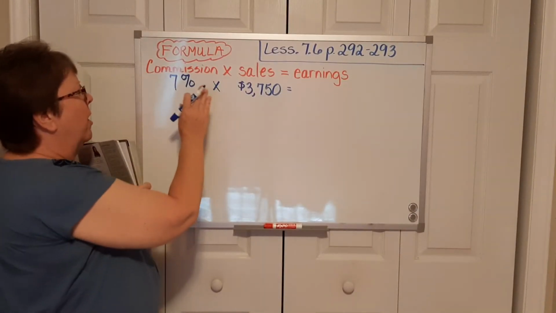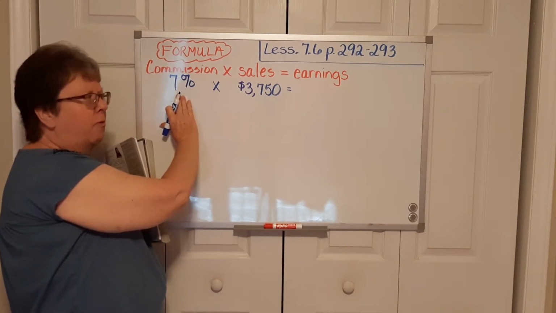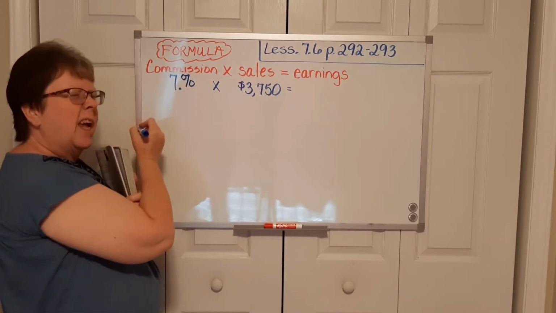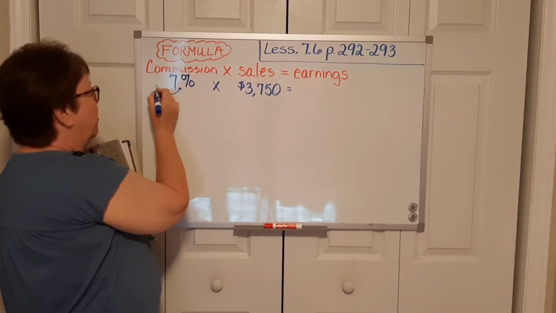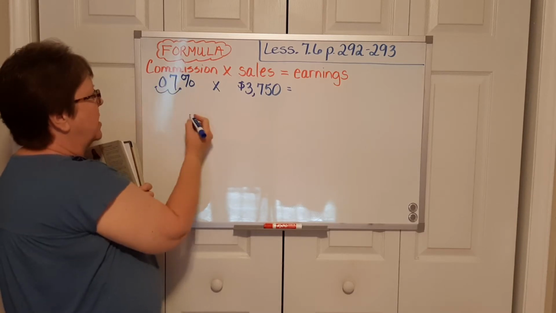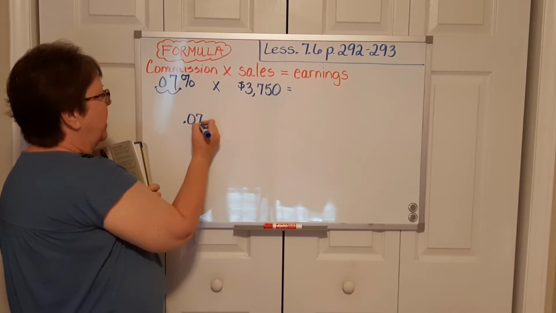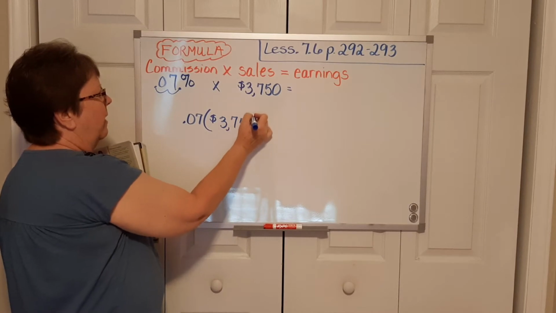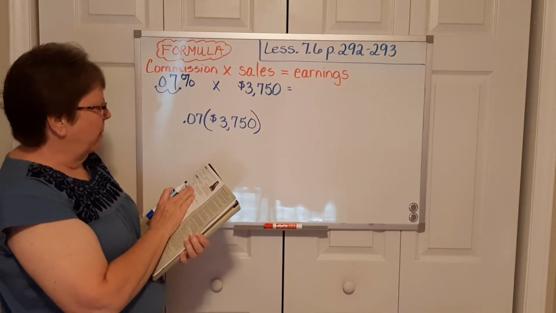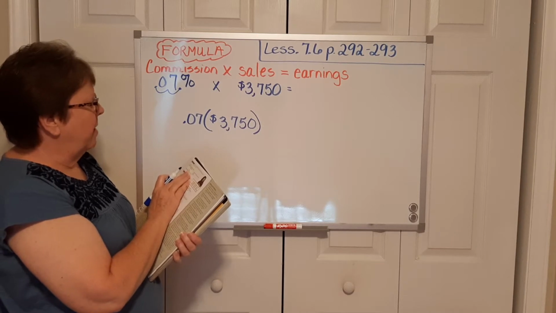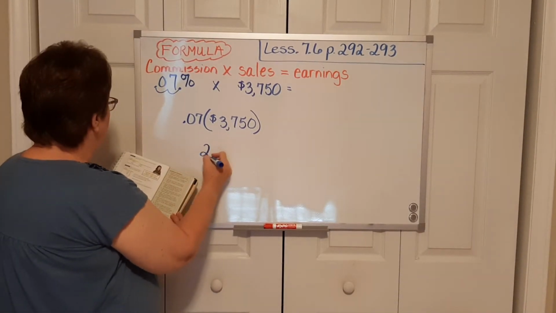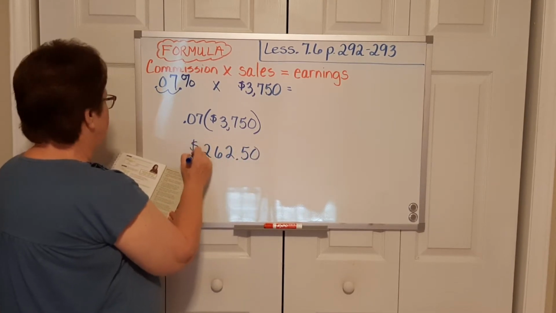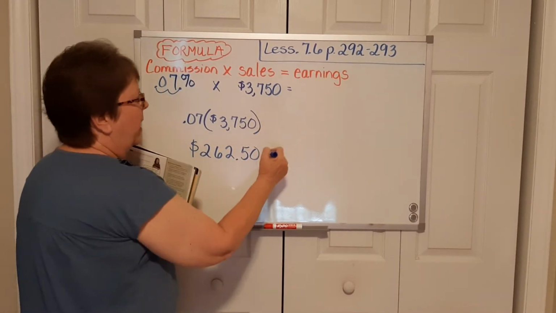Very important to remember, always change your percent to a decimal before you multiply. And remember how to do that? This is a whole number, so it's like our decimal point is there, isn't it? 2 places to the left. We have to put a 0 in there, so 0.07. So now we have 0.07, and we're multiplying it by 3,750. If you multiply the 3,750 by 0.07, you should get 262.50. So $262.50 would be your earnings.